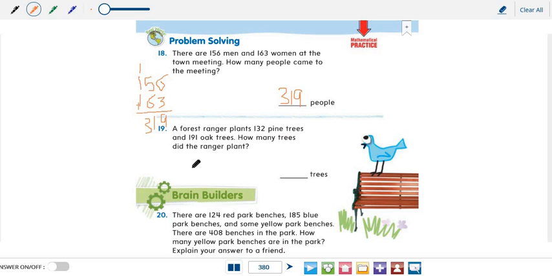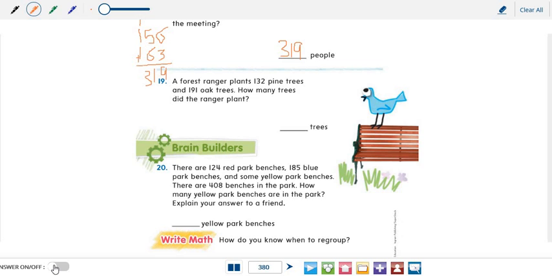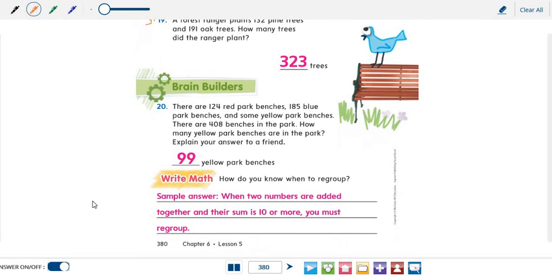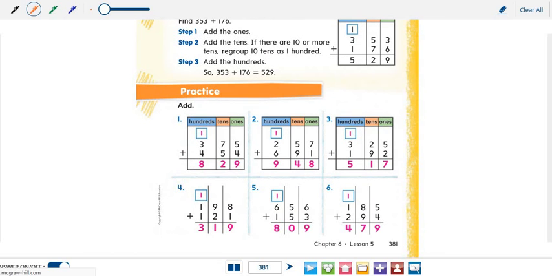And now it's your turn, grade 2. So please try to solve these questions by yourself, and then when you finish, you can check your answers here. The next page is your homework, grade 2. So please try to solve it by yourself, and then when you finish, you can check your answers here.